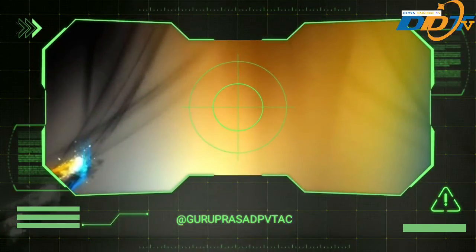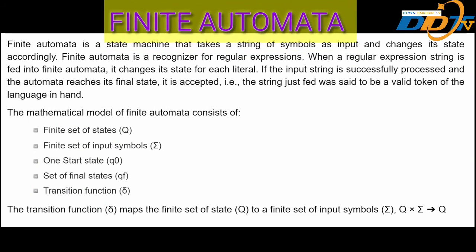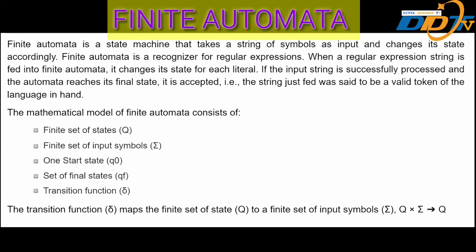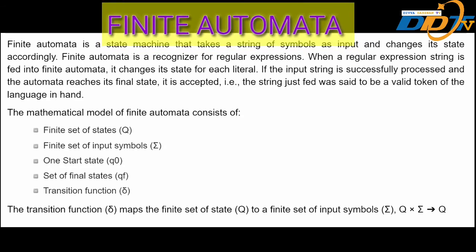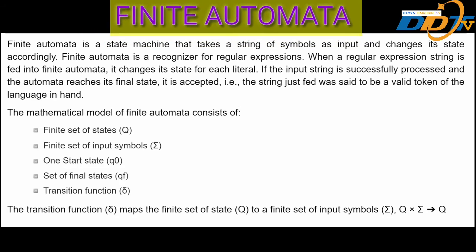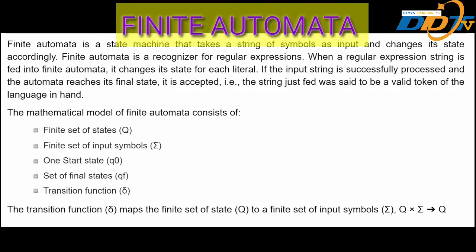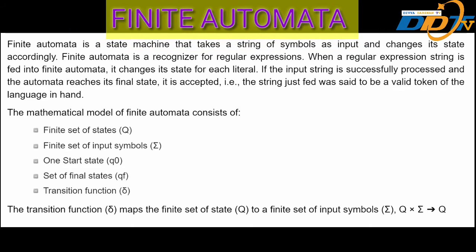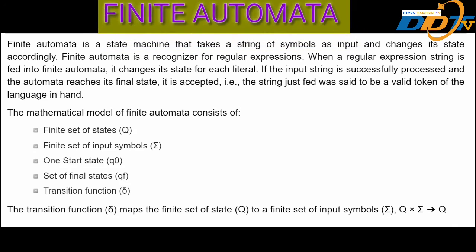So let's start. Finite automata is a state machine that takes a string of symbols as input and changes its state accordingly. Finite automata is a recognizer for regular expressions. When a regular expression string is fed into finite automata, it changes its state for each literal. If the input string is successfully processed and the automata reaches its final state, it is accepted. That is, the string just fed is said to be a valid token of the language in hand.